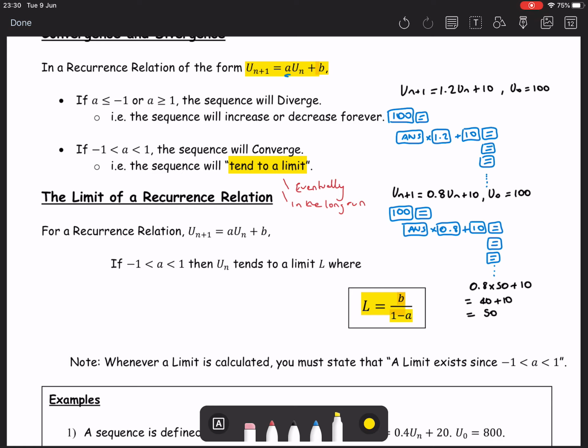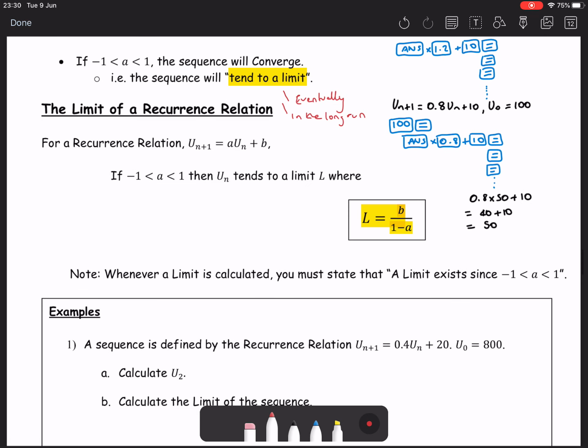So again, let's have a very quick look at the example that we've given. L is equal to 10 over 1 minus 0.8, which equals 10 over 0.2. You can put that into your calculator if you wish. Top and bottom by 10 would be 100 over 2, which is equal to 50. That just shows you that the formula works for the particular example that we've got.